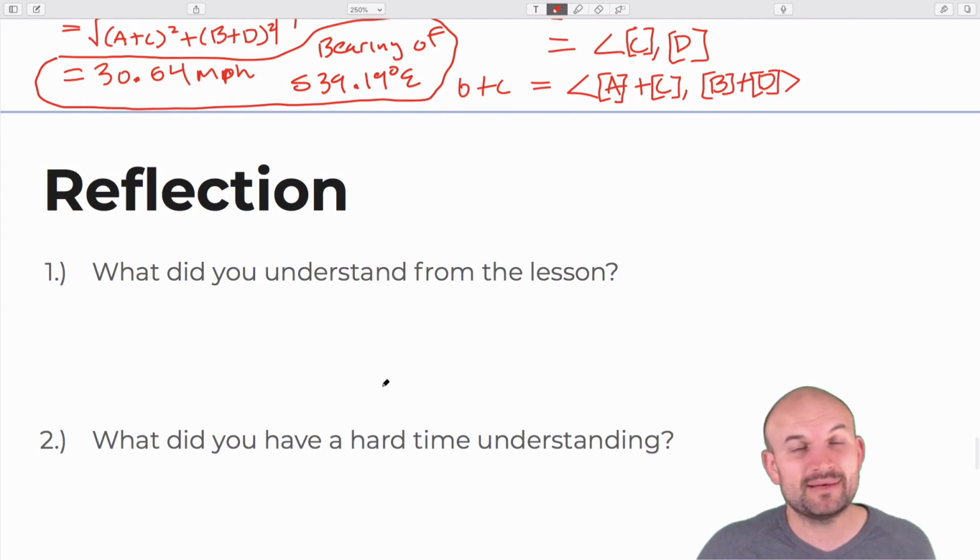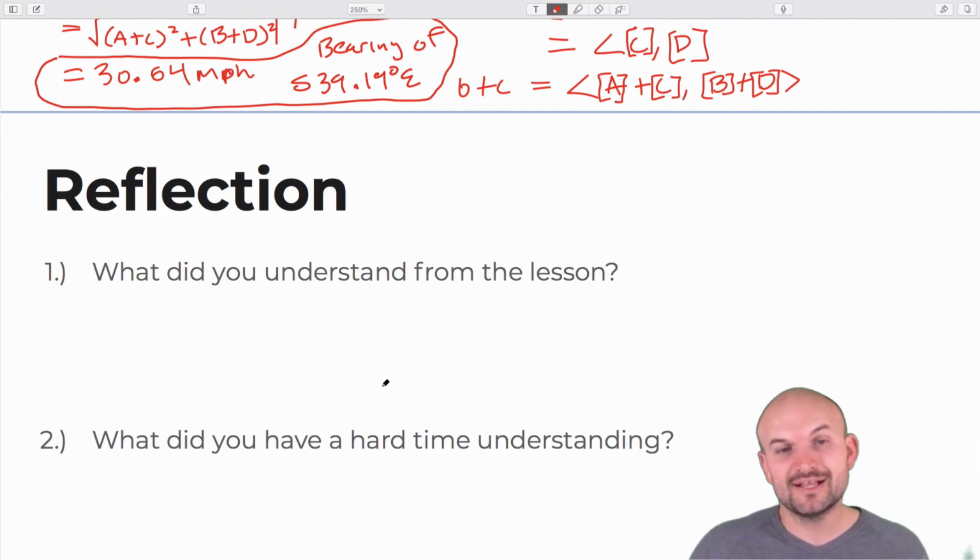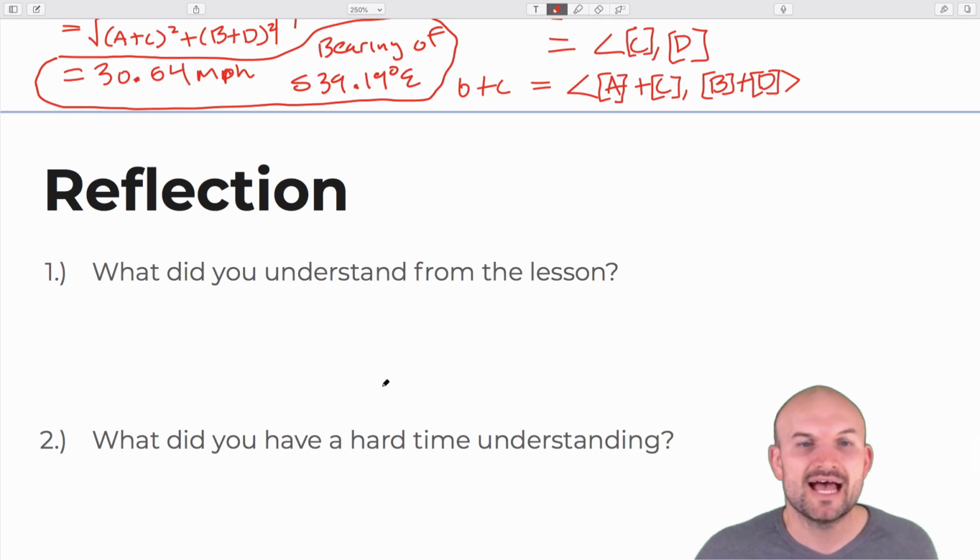And that was it, ladies and gentlemen. I hope you learned some things about vectors, as well as how to apply the dot product to identify the angle between two vectors, as well as some word problems.